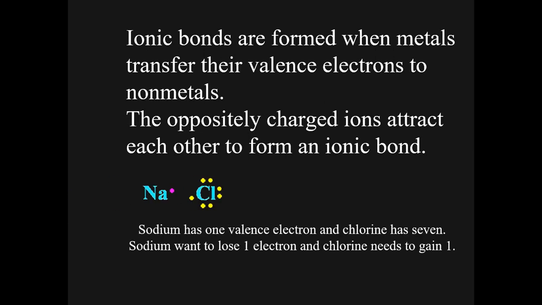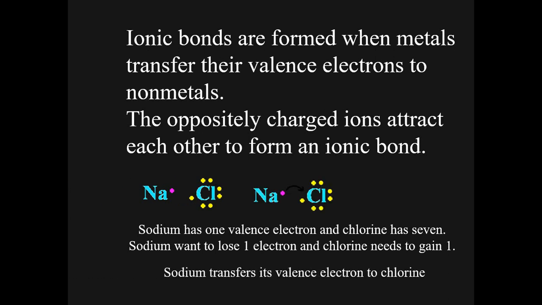So for example, sodium and chlorine. Sodium has one valence electron, chlorine has 7. Sodium wants to lose one electron, and chlorine needs to gain one electron. So the sodium electron leaves the sodium atom and joins the chloride ion.